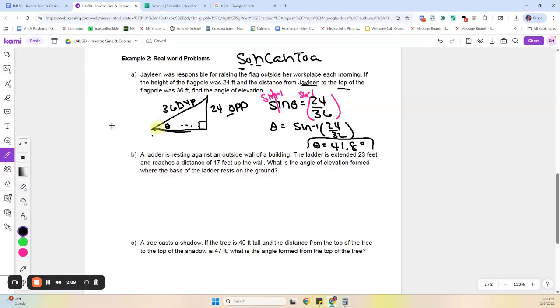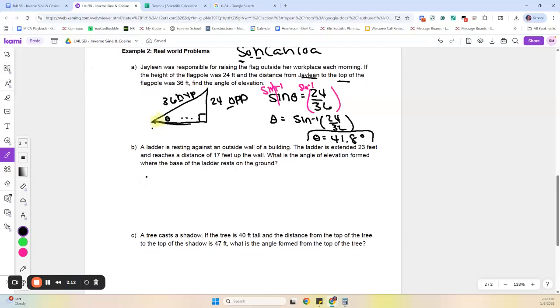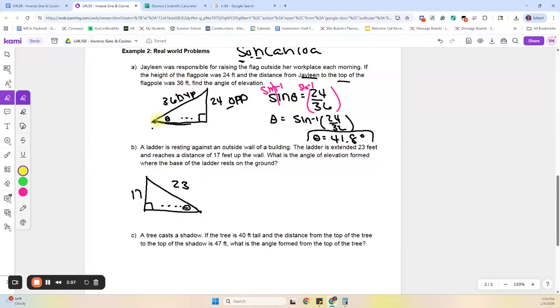For part B, a ladder is resting against the outside of a building. So we got a ladder over here. Again, that ladder is always our hypotenuse, always slanted to climb up it. The ladder is extended 23 feet and reaches a distance of 17 feet up the wall. What is the angle of elevation formed where the base of the ladder rests on the ground? So that's exactly what we have here. So again, if this is our angle, we have an opposite and we have our hypotenuse.